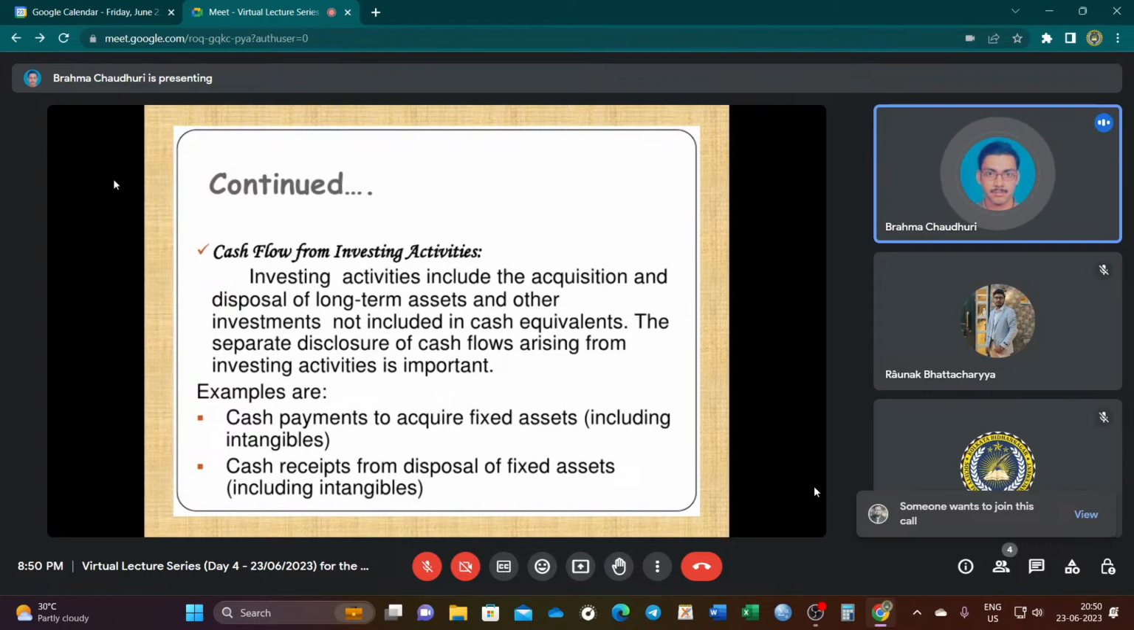It is generally identified from the asset side of the balance sheet. By looking at the asset side of the balance sheet, we can identify the various investing activities. The asset side has both the fixed assets, that is the long term assets, as well as the investments. So if those long term assets or investments are acquired, or if those are sold, then those come under the purview of the investing activities.